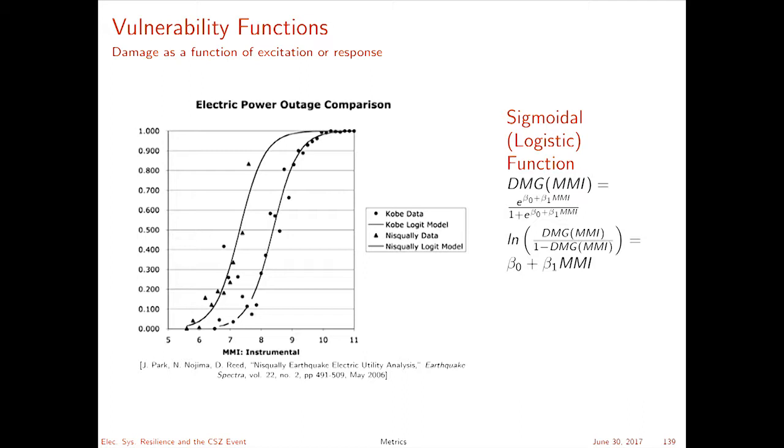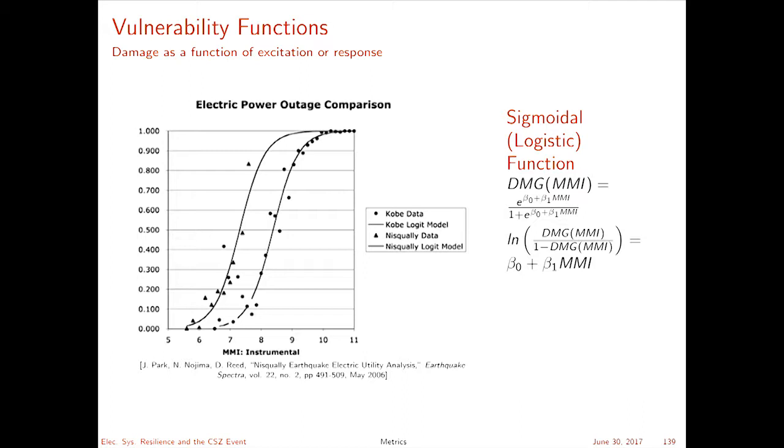And then they fit this model to it. They fit a sigmoidal or a logistic function to it. So just another example of what we call a vulnerability function. It was a % damage of a certain system as a function of the shaking input. And there's 2 that are shown here. This one is for Nisqually, and then they compared it to Kobe. So it's kind of interesting that they compared this together.